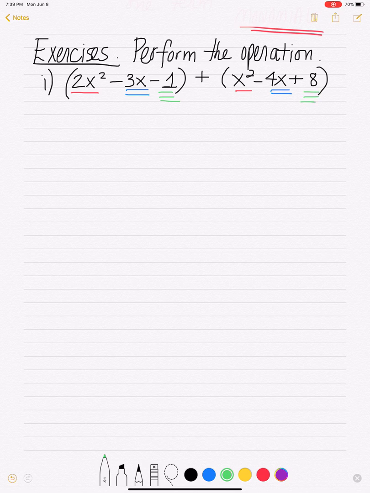So the way I'm going to do this, since the operation here is addition, we want to perform that operation. I'm going to play the stack game. You don't have to do it this way, but this is a very friendly way for beginners to learn how to do this. So I'm going to write down my first polynomial, 2x squared minus 3x, and I'm going to color code things, minus 1. And then beneath that, I'm going to write x squared minus 4x plus 8.